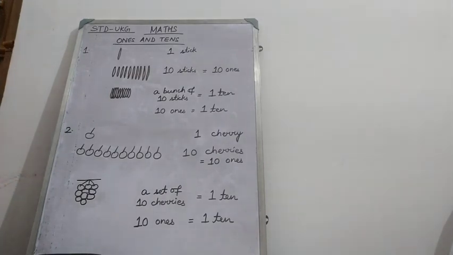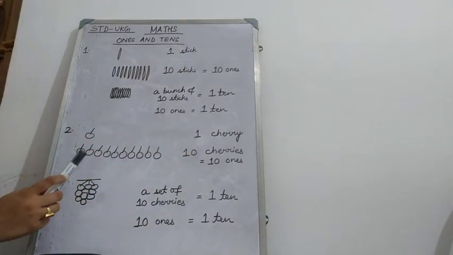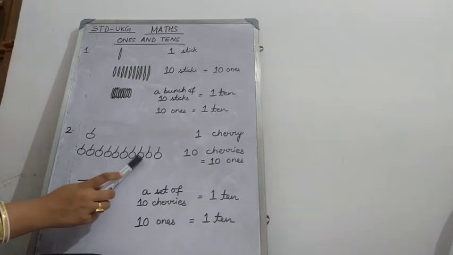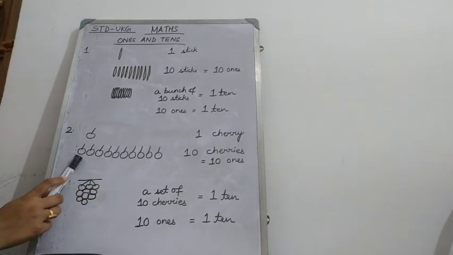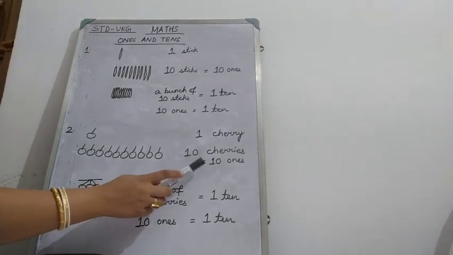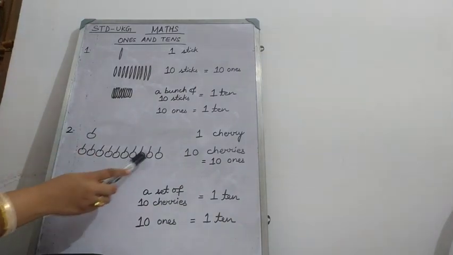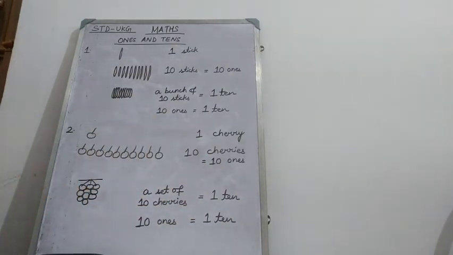See example number 2. This is one cherry. Okay, so you can see there are 1, 2, 3, 4, 5, 6, 7, 8, 9, 10. Here you can see there are 10 cherries. So 10 cherries equal to 10 ones.